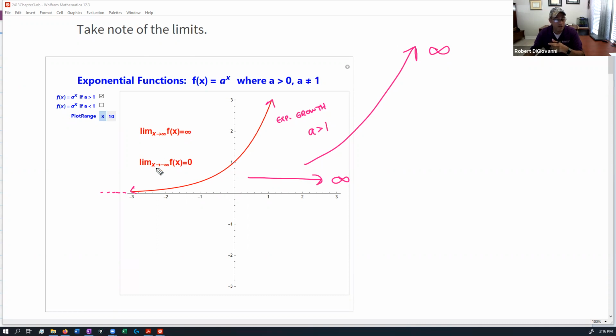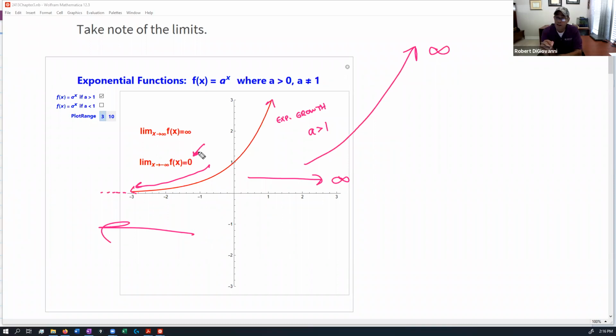Now, if I say, look at the limit as you go to the left, now the function is descending down and asymptotically approaching 0, never getting there, right? Headed to 0. So the limit is, the y value is headed to 0. Does that make sense? Out to the right, heads to infinity, out to the left, goes to 0, as long as it's exponential growth.